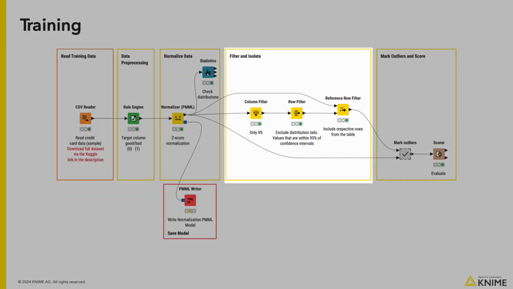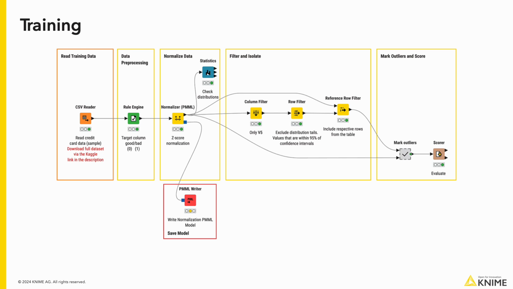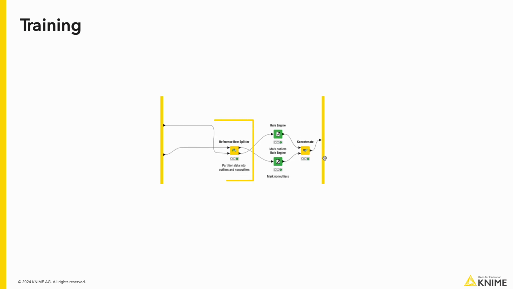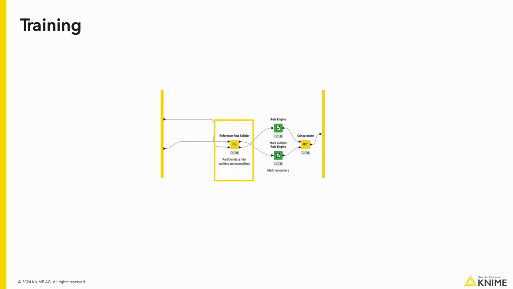After our filter and isolate step, we need to pass this into our component that will help us mark the outliers for testing. If we go inside the mark outliers component, we have a reference row splitter that handles our logic for determining outliers. The way this node works is by passing in a reference table to the bottom port. It will use that to split the table passed into the top port. For our case, we want to pass the reference table we just made to the bottom and our sample data to the top. The bottom port will output the outliers where they can be marked with a rule engine node.